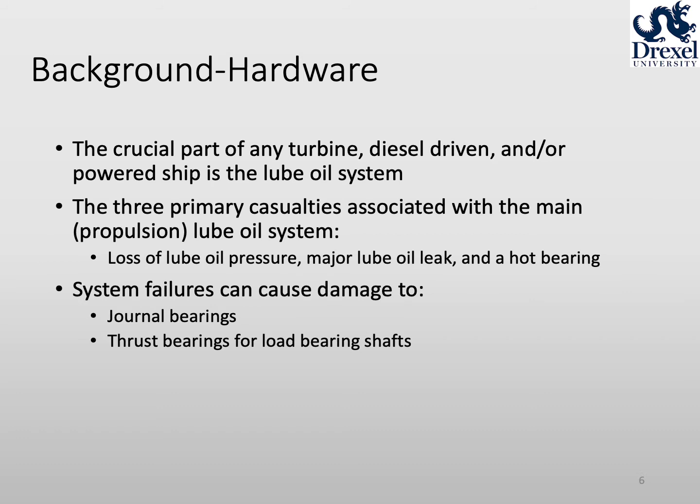The most crucial part of any diesel-operated ship is the turbine. It's used for power generation and locomotion. The three primary casualties associated with this lube oil system are loss of lube oil pressure, a major lube oil leak, and a hot bearing. These system failures can cause damage to the journal and thrust bearings, which are instrumental in the smooth operation of that system.